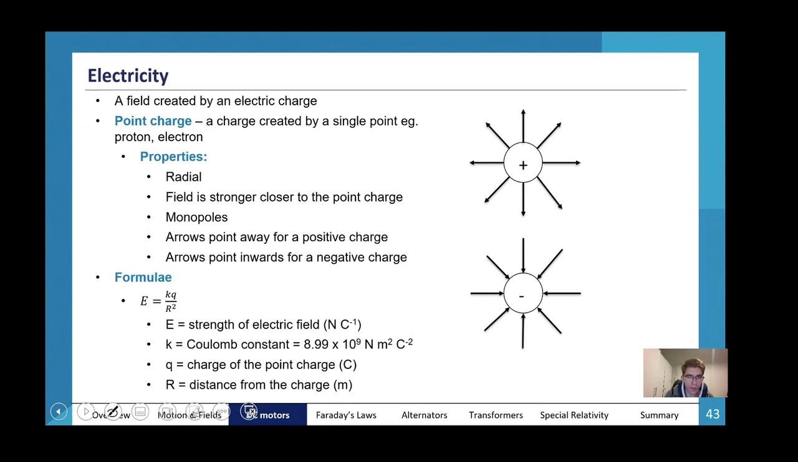The electric field strength is equal to kq divided by r squared, where E is the strength of the electric field, k is the Coulomb constant, q is the charge of the point charge, and r is the distance from the charge.